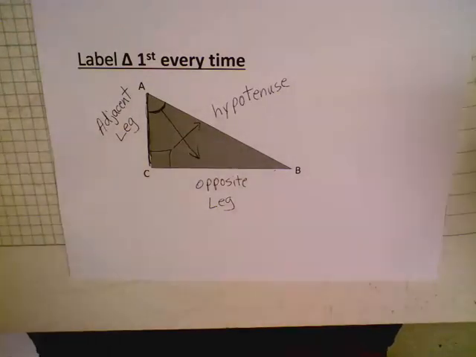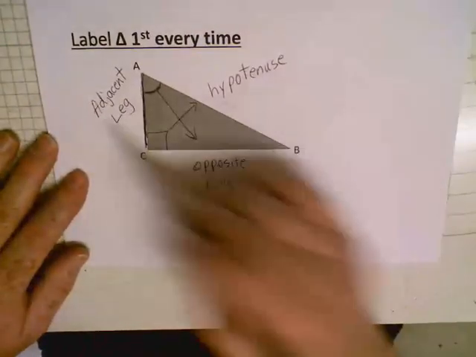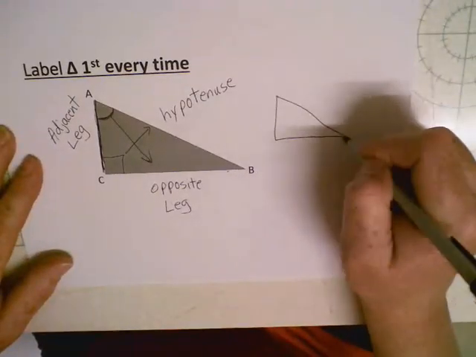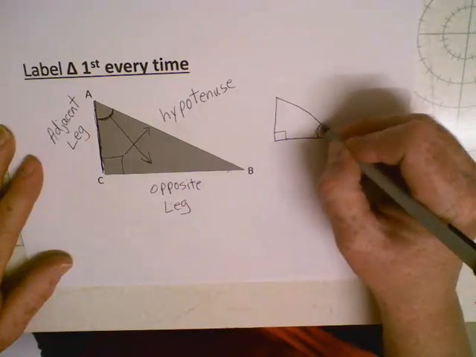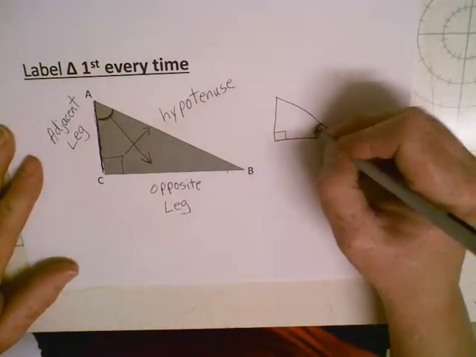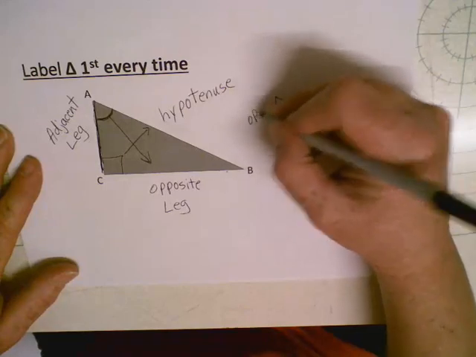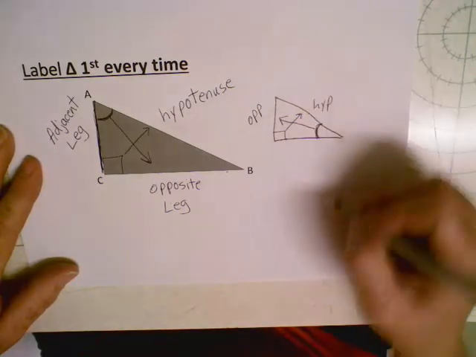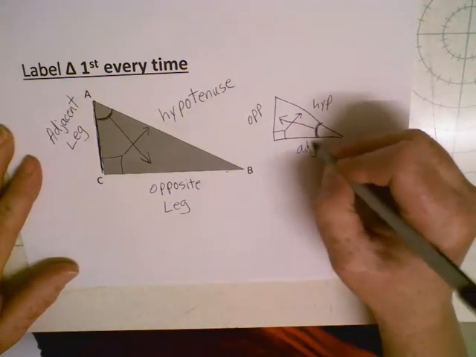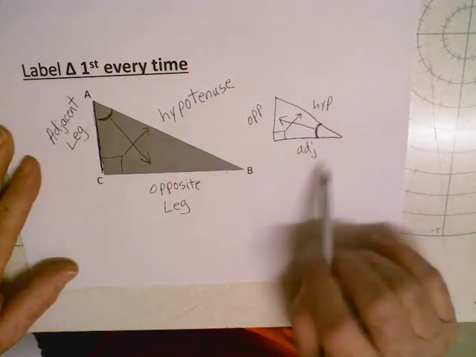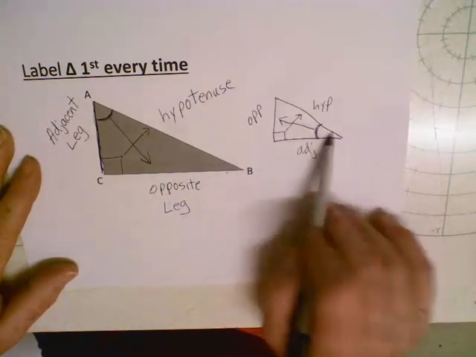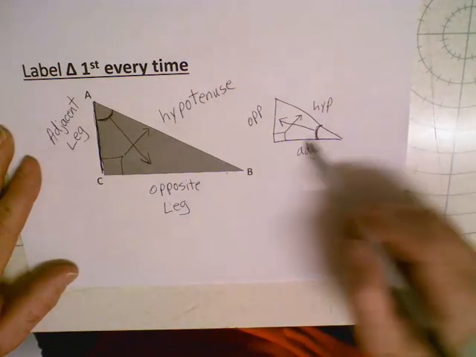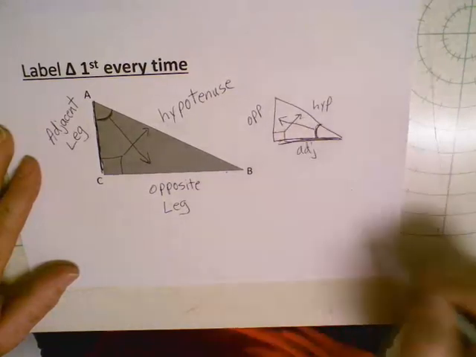Now when you go to label these, I don't want you to write out all of this stuff every single time. So if you have a right triangle, and let's say we're dealing with this angle this time, when you label it, you could just write opposite, hypotenuse, and then this third side is usually the hardest one to figure out, the adjacent. So opposite is across from the angle you're dealing with, hypotenuse is across from the right angle, and adjacent is the one that's hooked to the angle that you're dealing with.